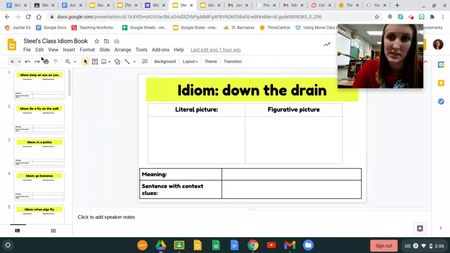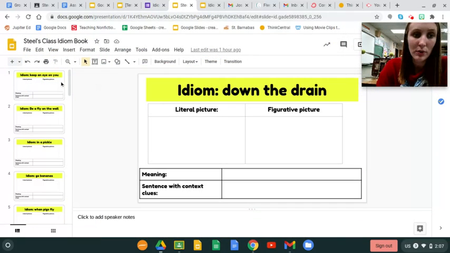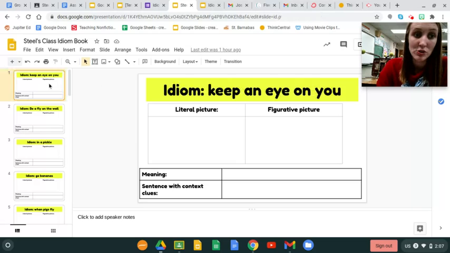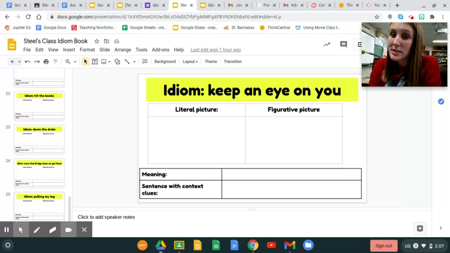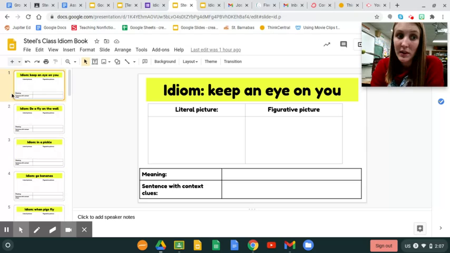Here's my class idiom book. And you'll notice that there's 25 slides. The reason why there are 25 slides is because I have 25 students. So each person is going to get their own slide. So the way that you figure out what slide is yours is you look at the number. If your number is 1 in my class, slide number 1 is yours. So Kin, you would do this slide.